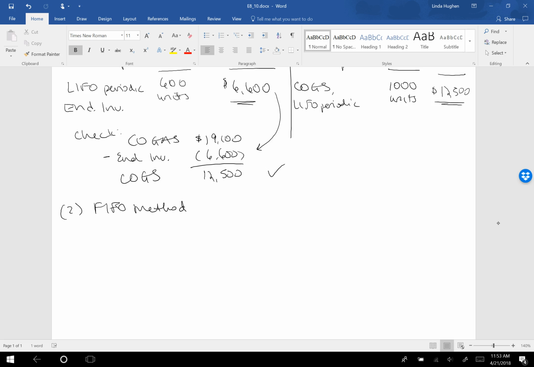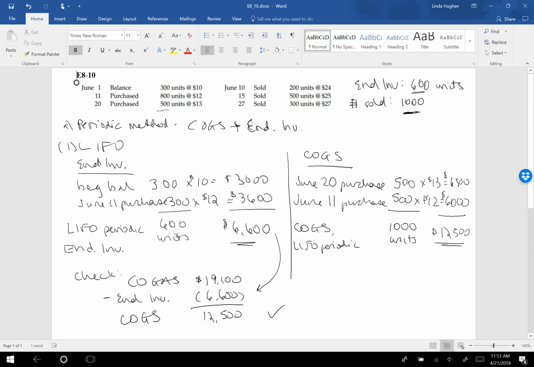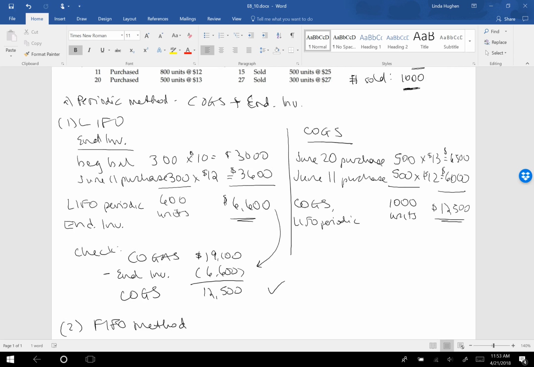All right, so if we want to start with our ending inventory calculation, let's get to our numbers here. Now we're taking the reverse perspective. We're thinking that first inventory in was the first inventory to be sold. So what is in ending inventory? Our most recent purchases. We're trying to account for 600 units in ending inventory, and we're going to account for them as sitting in our most recent purchases. So we have 500 units at $13 per unit in ending inventory.